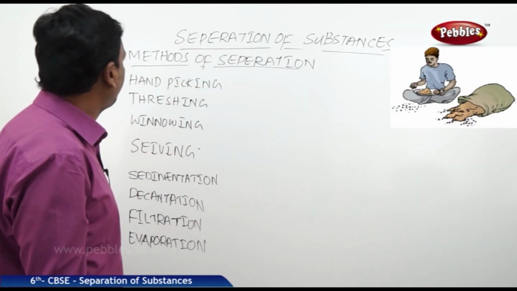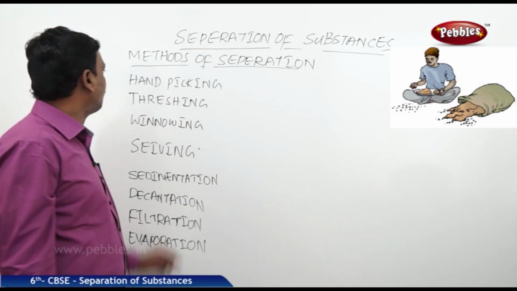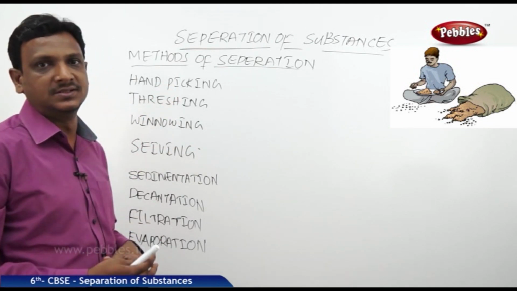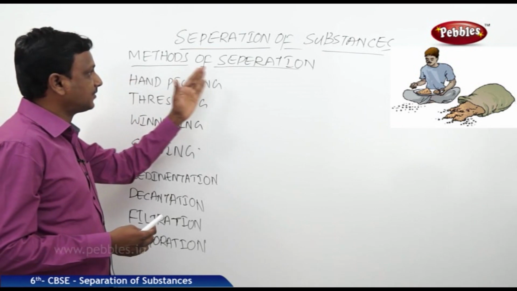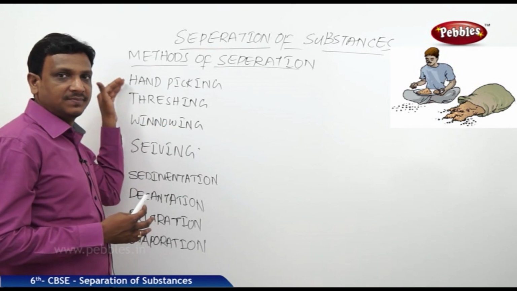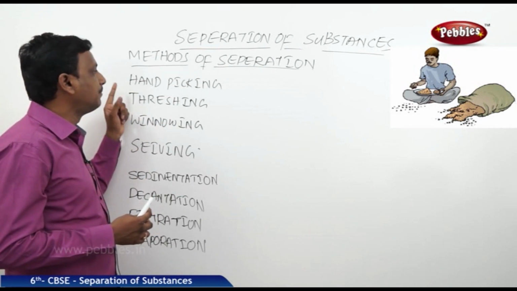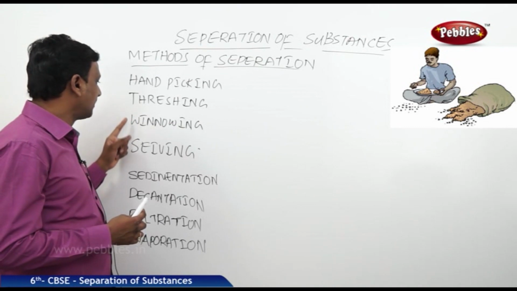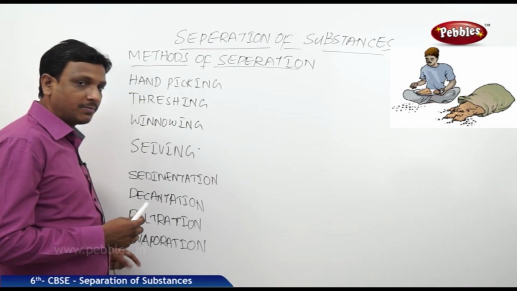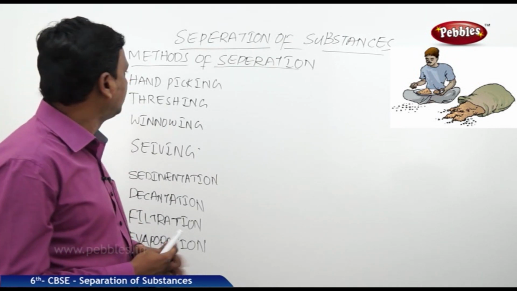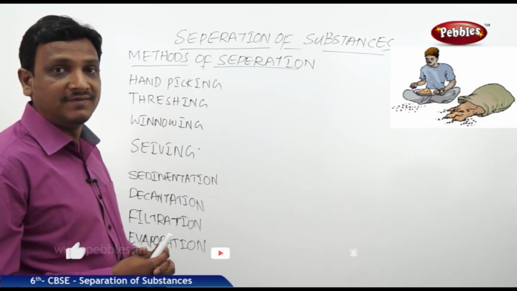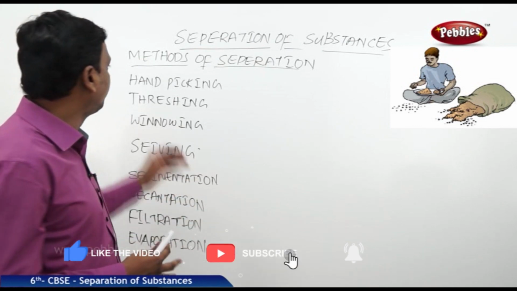So now let us see the different methods of separation, right? The first one is that here we are going in an order from simple to complex. That means here we have a list of methods of separation. The order goes from the simplest method to the complex method. First one is hand picking. The next ones are threshing, winnowing, sieving, sedimentation, decantation, filtration, evaporation. Let us understand the importance of each method and the application of each method, how the method is useful, in which circumstances we can make use of these methods.